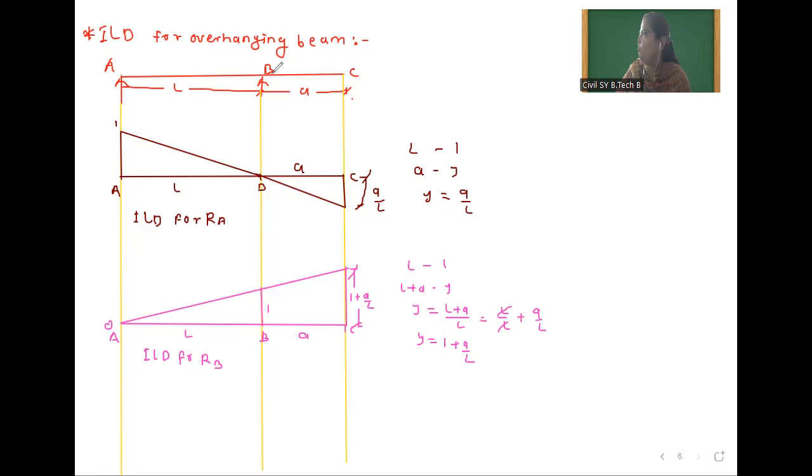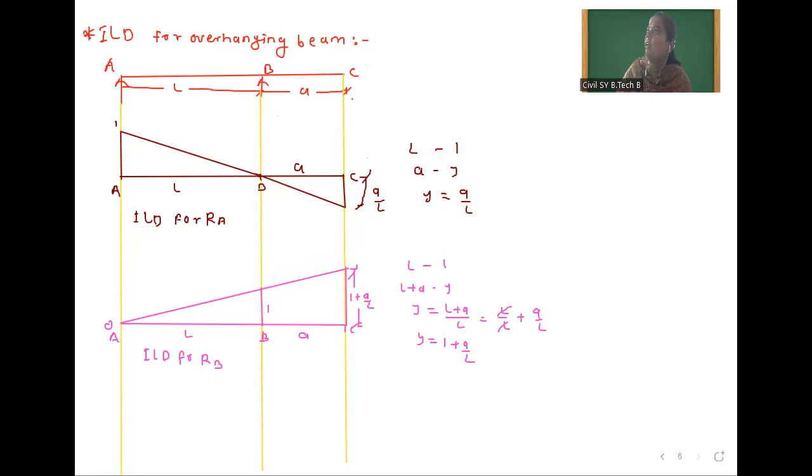From B to C the beam is continuous, so we have to make it rigid. For that we have to extend this line and after that close it. Now we are going to B point. At B the value is 1, at A it is 0. From B to C we have to make the beam rigid. That's why we have extended this line here and calculated this value.